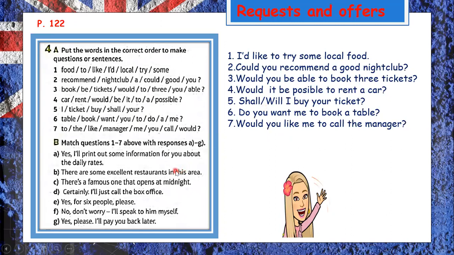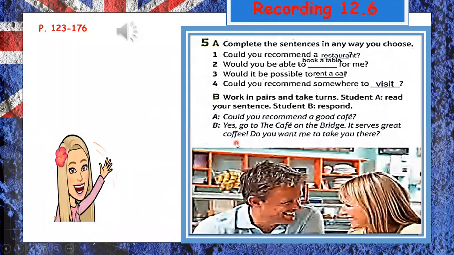In exercise B, you need to match a question from 1 to 7 with the responses from A to G. So these are the answers about the requests and offers. Now, in the next part, we are going to listen and complete the sentences in any way you choose. So to listen to this recording, you want to go to page 176.